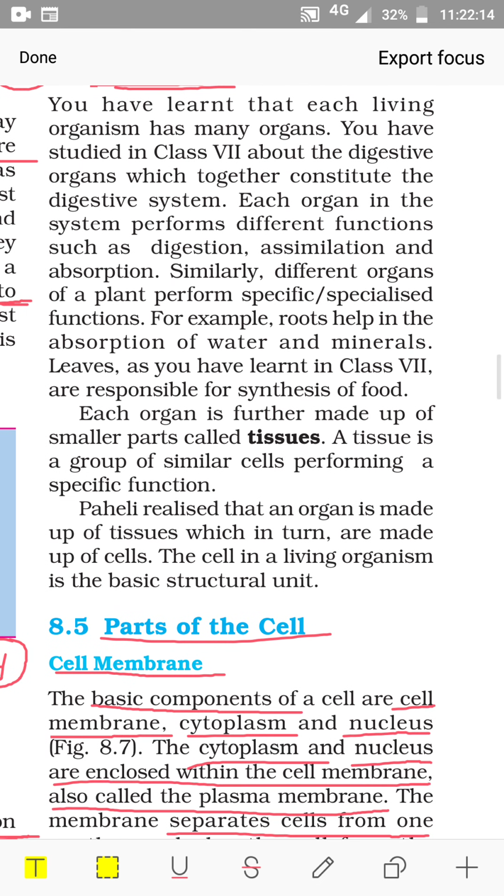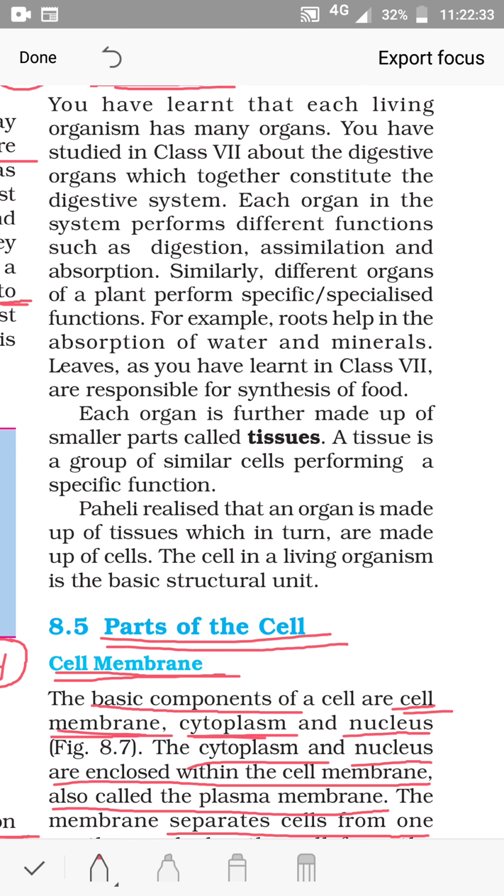Okay, now the parts of the cell. In a cell, what are the parts? First is the cell membrane. The basic components of a cell are the cell membrane, cytoplasm and nucleus. The cytoplasm and nucleus are enclosed within the cell membrane, also called the plasma membrane.